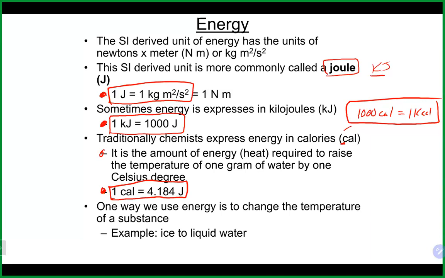It's also what is known as the specific heat of liquid water, which we'll talk about a little later on. There's also nutritional calories, which is a capital C. And 1 nutritional calorie is actually 1,000 of the little calories, and that is the same as 1 kilocalorie.